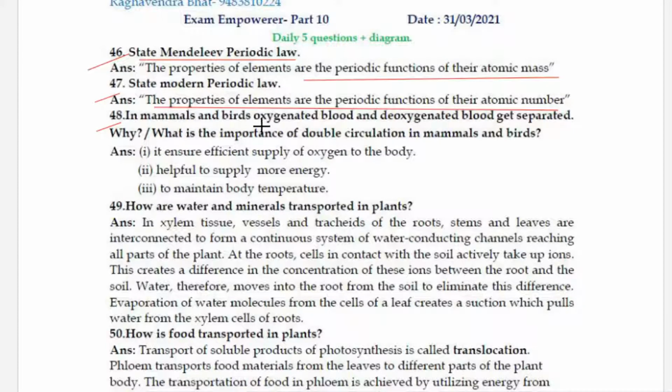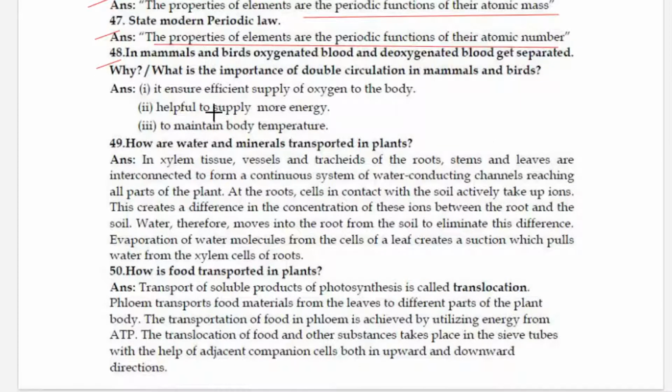Next one. In mammals and birds, oxygenated blood and deoxygenated blood get separated. Why? Or another type of question is here. What is the importance of double circulation in mammals and birds? It ensures efficient supply of oxygen to the body, helps to supply more energy, and to maintain body temperature.